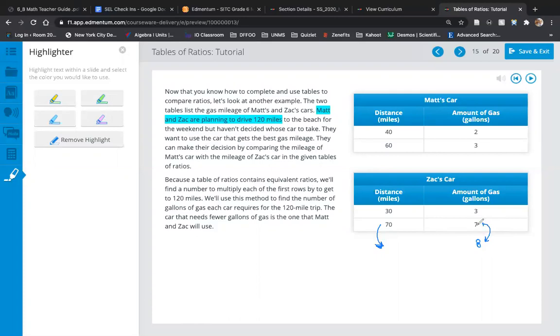So what I'm getting is that I heard people say from 70, it's going to go up to 80 miles. And we got that by adding 10. But how did we figure that out? I'll give you guys a second to think about it.